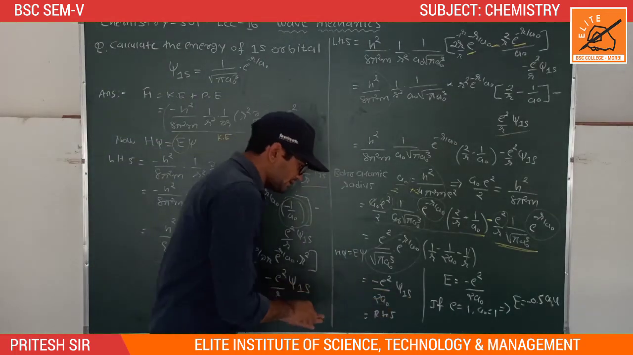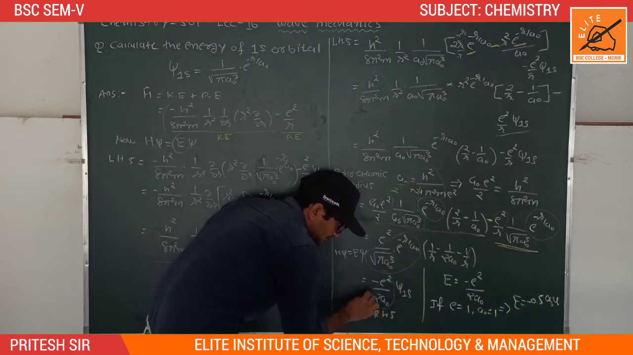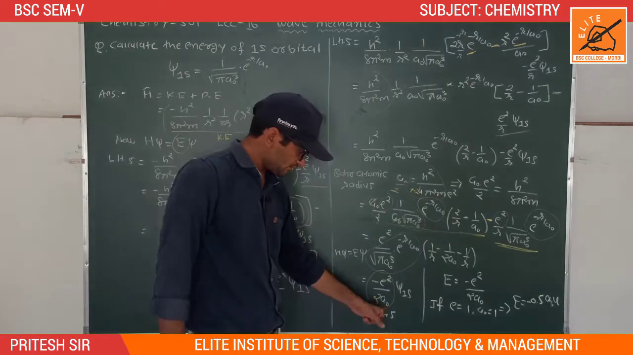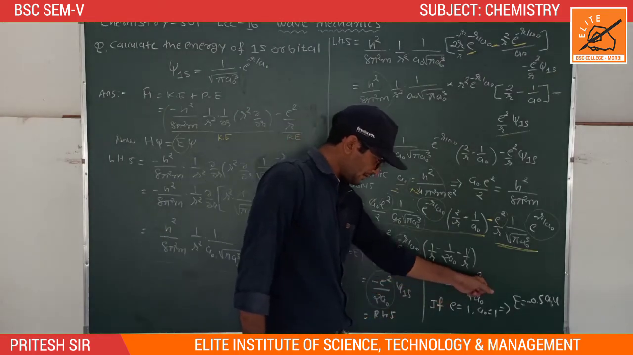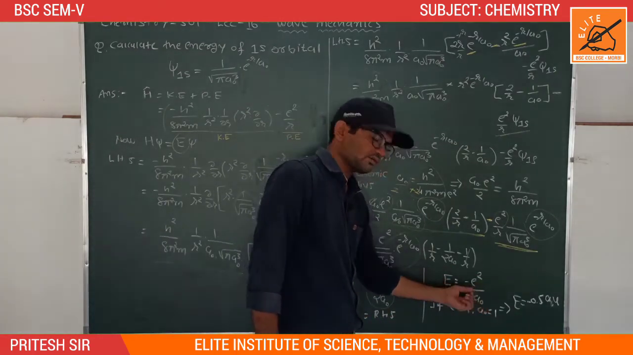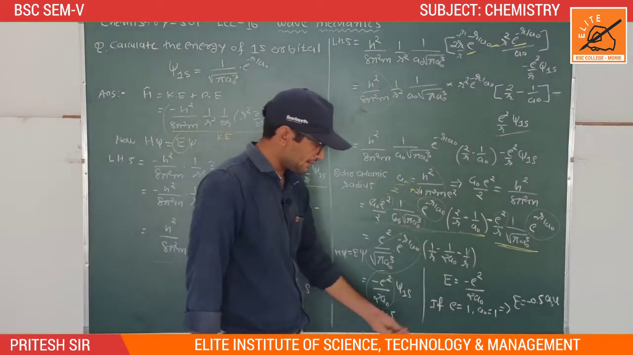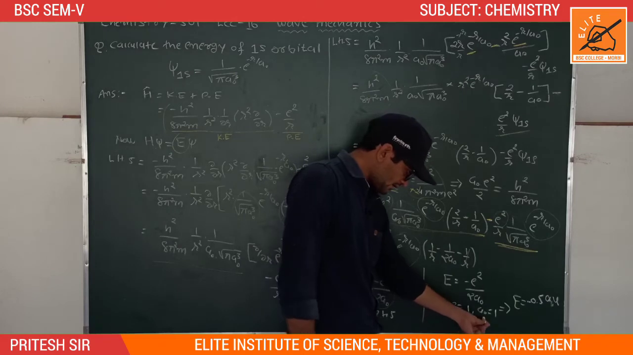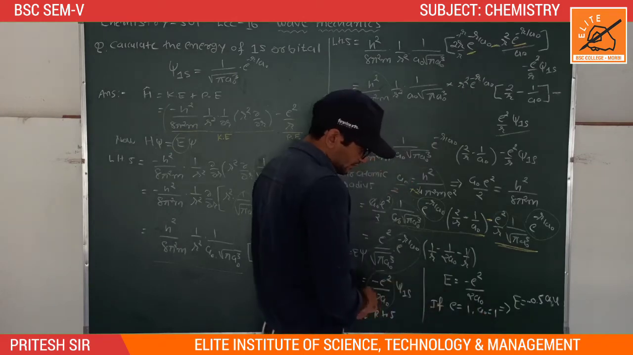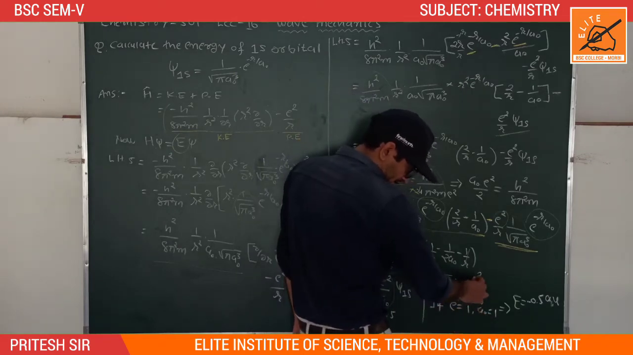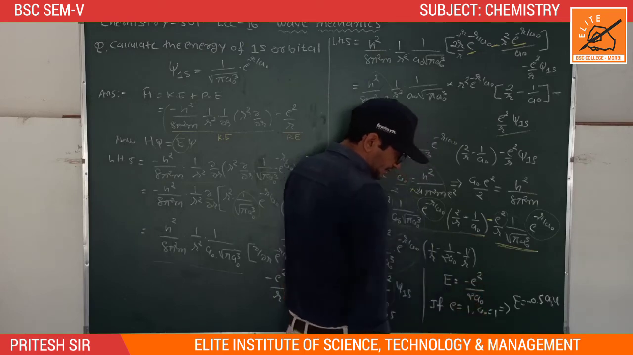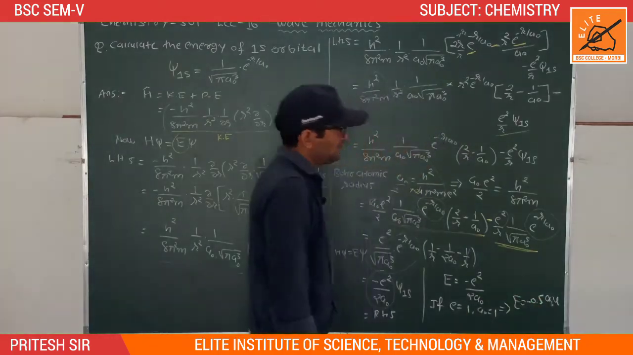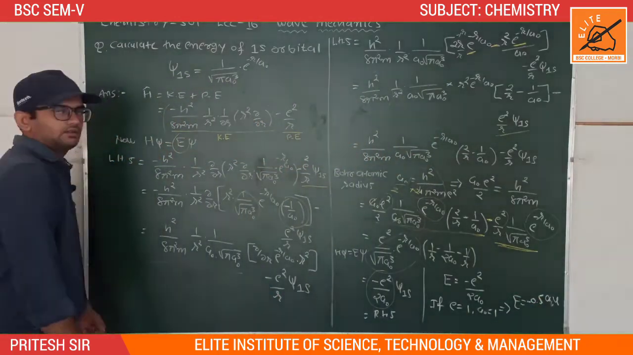So the value of E, the eigenvalue or energy, is equal to minus e square upon 2a0. If I put the values where e is equal to 1 and a0 is also equal to 1, then minus 1 square divided by 2 into 1, which means minus 1/2, is equal to minus 0.5 AU. Okay, so this is the second equation.